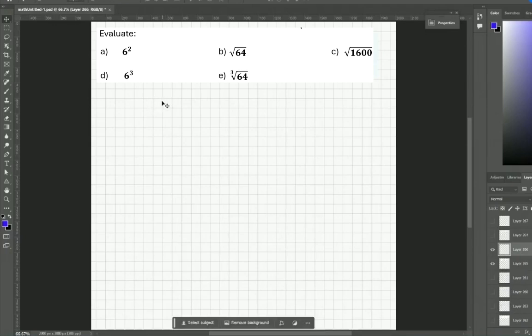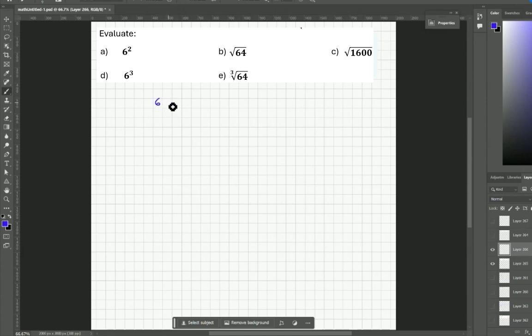Okay, welcome back. Today we're going to be looking at another lesson on indices. But today we're going to be looking at cube roots, square roots, cubes, and squares. So, what is a square?